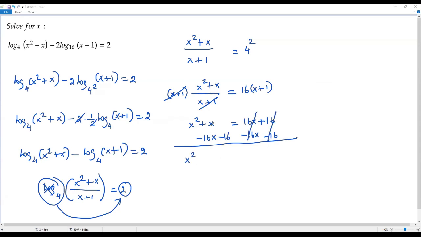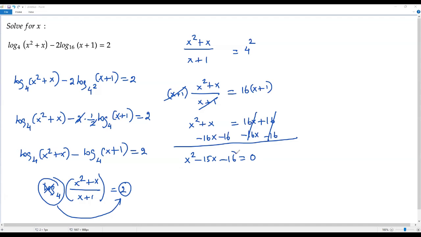Then I'm getting x². When I combine the positive 1x and negative 16x, I'm getting negative 15x, and here we have negative 16 equals, on the right side, 0. Now we have this quadratic equation in standard form. That is, we have everything on one side of the equation, and the right side 0. I think this quadratic equation can be solved by factoring.